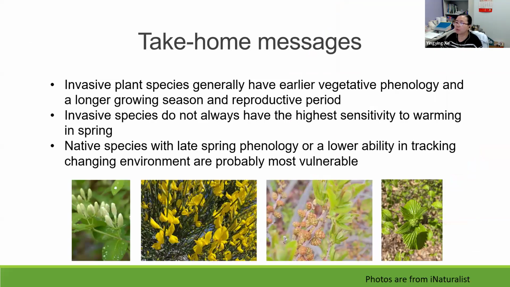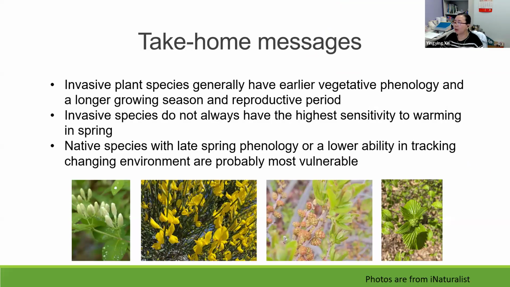Okay, I want to summarize the take-home messages from all the different kinds of data sources and approaches. We generally found that invasive species do have early vegetative phenology. They have an early bud break and leaf out, and also a longer green season and reproductive period compared to native species, which probably gives them an advantage to compete with native species. But we realize invasives do not always have the highest sensitivity to warming in the spring.